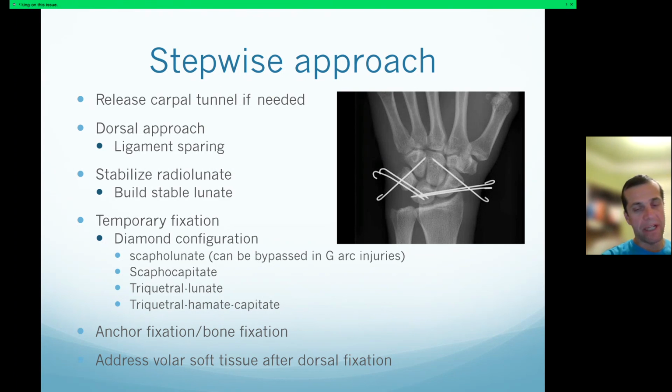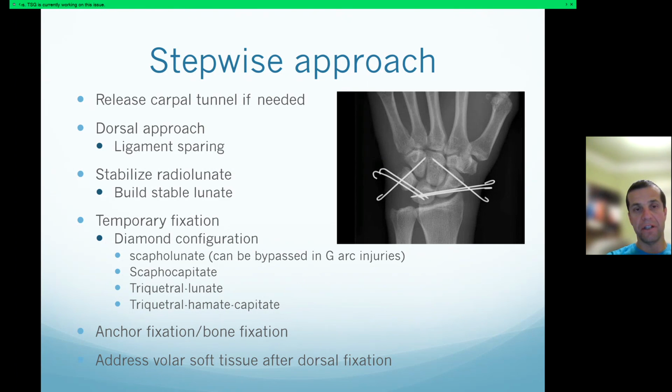In my practice, I place a 0.062 inch K wire through the dorsal lip into the lunate, and I cut it short right above the skin. That allows me to easily remove it at the end, and this creates a post. The lunate is reduced and stable, and we can reduce the other carpal bones and repair the other ligaments to the reduced lunate.